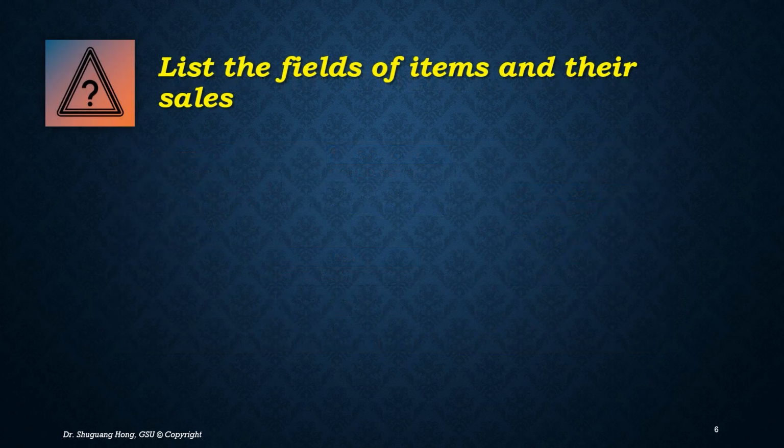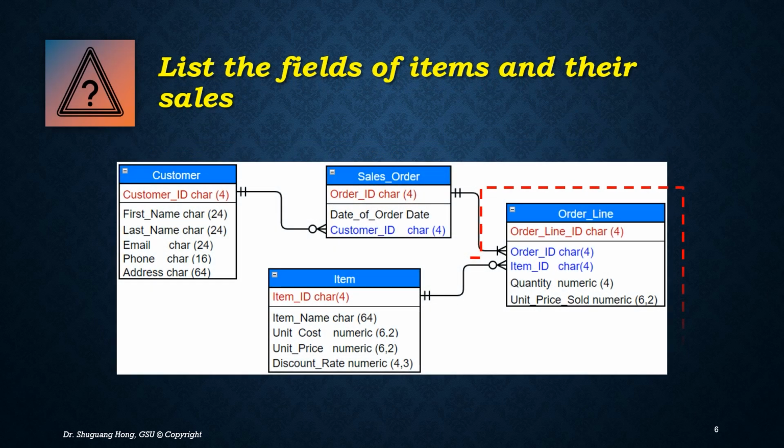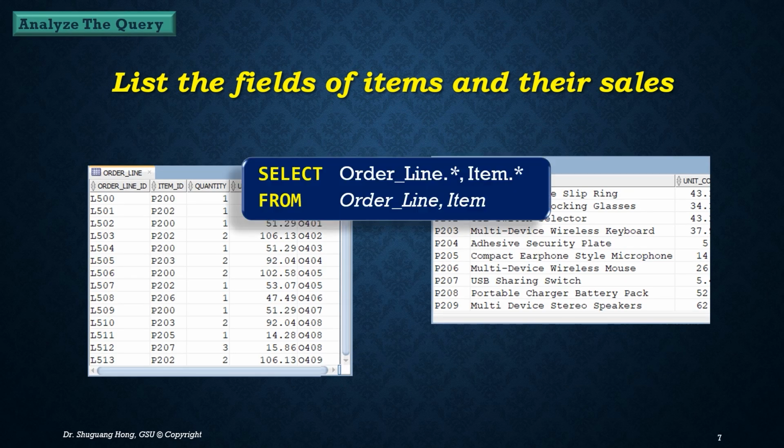Let's start with a problem. List the fields of items and their sales. From the schema, we know item fields are stored in the item table. Sales data is kept in the order line table. At first glance, retrieving all data from these tables might seem like the solution. But is it correct? Let's verify.